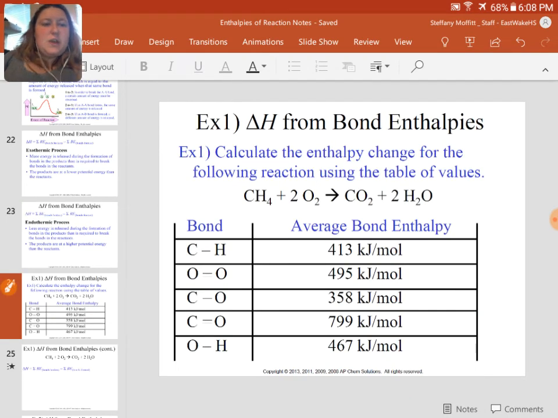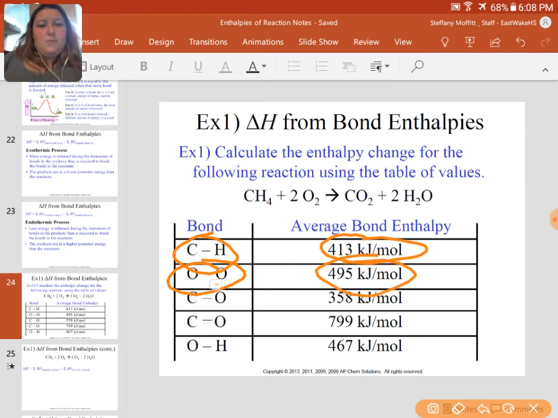So let's look at an example. Calculate the enthalpy change for the following reaction using the table of values. So they're telling us if there's a CH bond, this is the bond enthalpy. If there's an O=O bond, there's 495 kilojoules per mole. We also have single and double bonds, and then an OH bond.